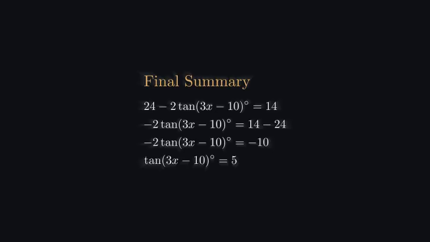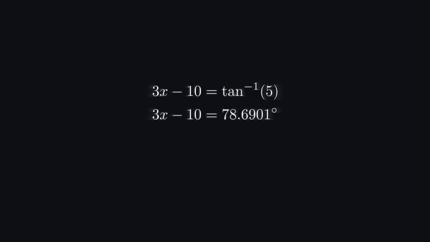To summarize, 24 minus 2 tan of (3x minus 10)° equals 14. Minus 2 tan of (3x minus 10)° equals 14 minus 24. Minus 2 tan of (3x minus 10)° equals minus 10. The key equations are shown on the screen. 3x minus 10 equals tan to the power of minus 1 of 5. 3x minus 10 equals 78.6901 degrees. 3x equals 88.6901 degrees. X equals 29.5634 degrees.